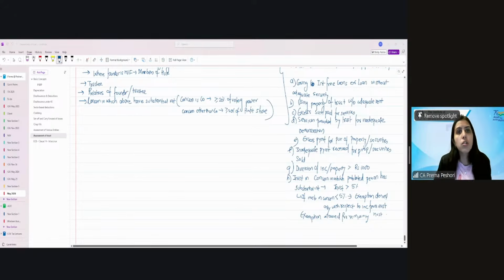Okay, so to the extent of investment you have made up to 5% in that concern, 5% of the capital of that concern, the exemption will not be denied. The exemption will be denied if you generate the profit from that investment on that aspect. But if investment is more than 5%, then the exemption will be denied entirely. Clear?